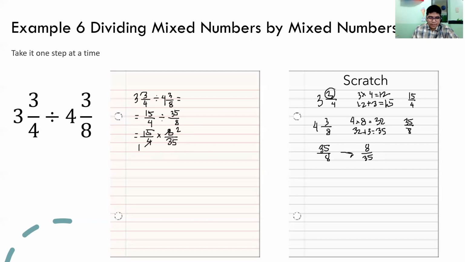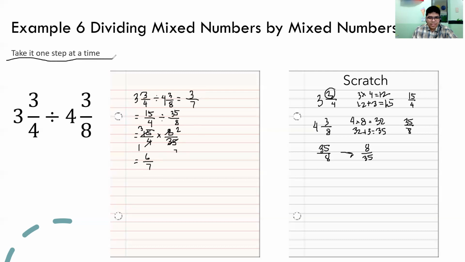And 15 and 35 can both be divided by 5, as evidenced by their last digit being 5. So let's divide this by 5. We'll get 3 here and 7 here. We are left with 3 times 2 over 1 times 7. So 3 times 2 is 6, and 1 times 7 is 7, giving us the final answer of 3 over 7.